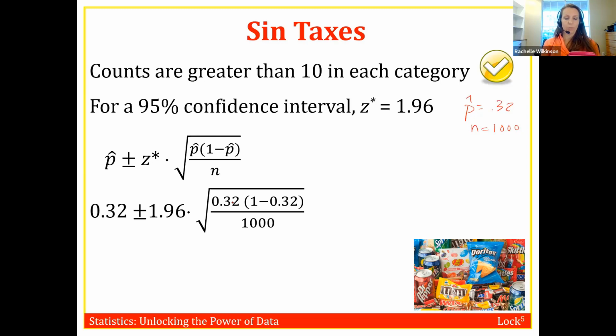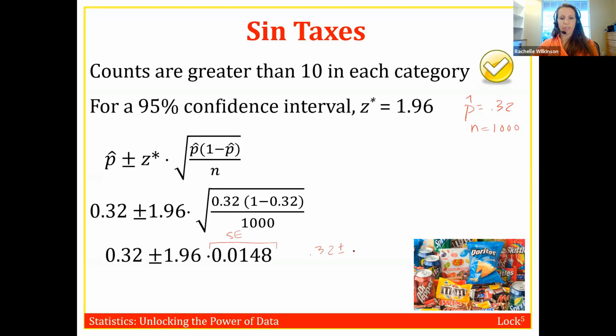I'm going to start with the standard error portion. So I'm going to take 0.32 times 1 minus 0.32 divided by 1,000. Then I take the square root of that number. This portion right here came from everything under the square root. This is my standard error. Then I'm going to multiply that by 1.96, and I'm going to be left with 0.32 plus and minus 0.0289. This 0.0289 is the margin of error.